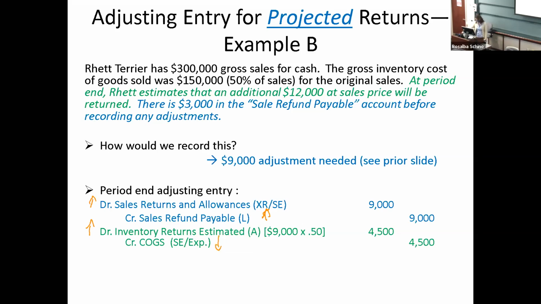Anybody can tell me why it's 4,500? Shane? Soho? That is correct. So it's 50% of sales. Thank you. It's 50% of sales because your cost of goods sold is considered to be 50% of sales over here. All right. So this is the journal entry, which shouldn't be new to you, but the tricky part here is that you already have a $3,000 balance in the sales refund payable account, and if you need 12,000, you're just going to adjust by the delta. You don't need to book the whole thing.